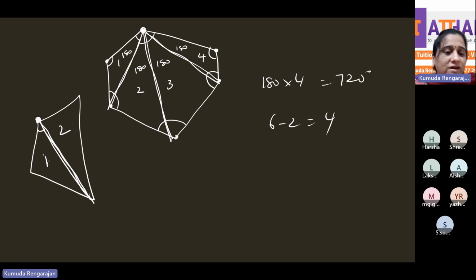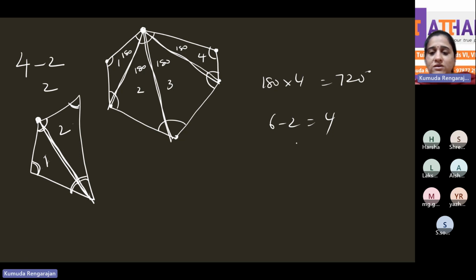The sum of this angle and this angle is 180. The sum of this angle and this angle is 180. That makes all the four angles. So the sum of all the four angles of a quadrilateral is 180 plus 180, 360 degrees. The quadrilateral has four sides, and we are able to divide it into 4 minus 2, two triangles.